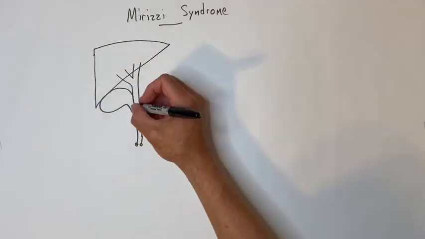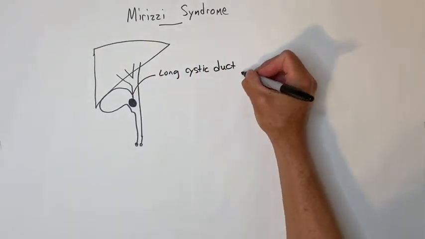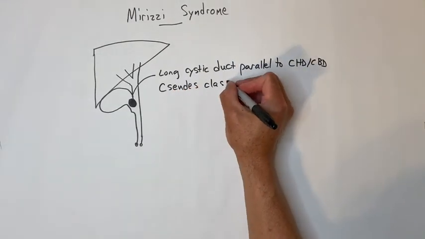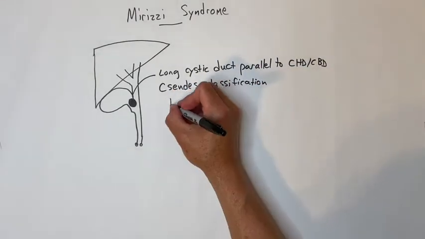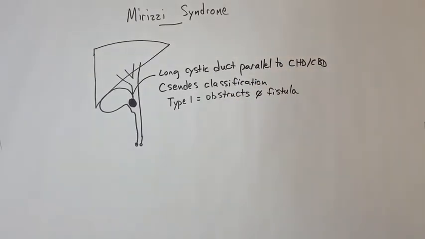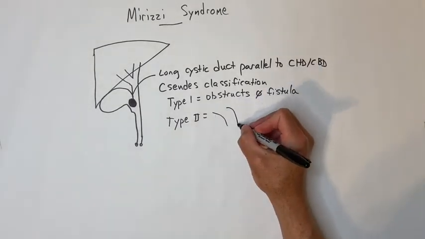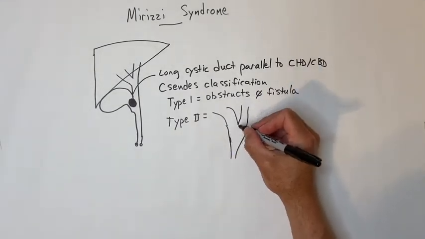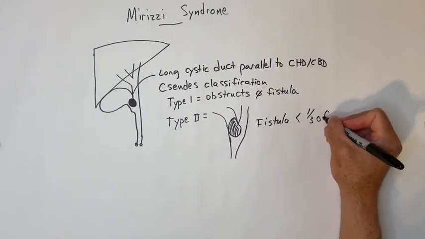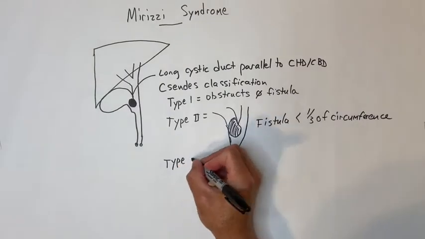There's an increased risk of this if there's a long cystic duct that runs parallel to the common hepatic duct. There are 5 types according to the Csendes classification. Type 1 is obstruction of the common bile duct without a fistula between the gallbladder and the common bile duct. Type 2 means that there is a fistula between the gallbladder neck or the cystic duct and the common bile duct, but the fistula involves less than 1/3 of the circumference of the common bile duct.